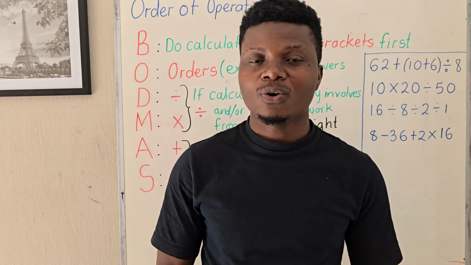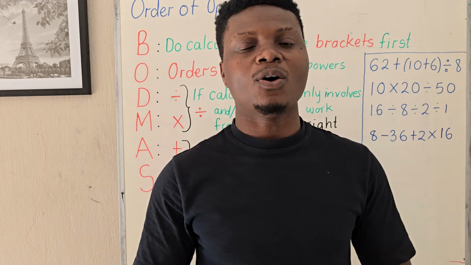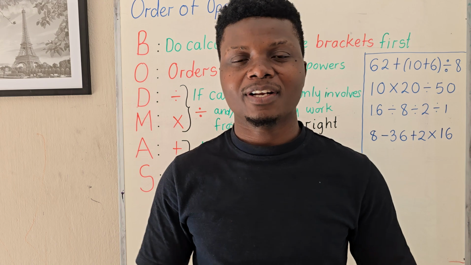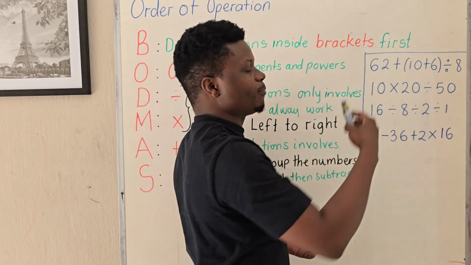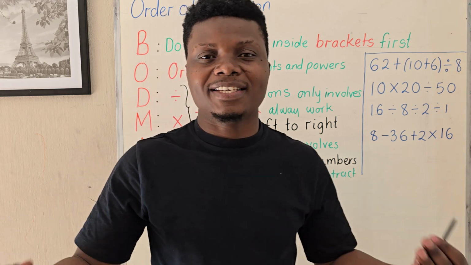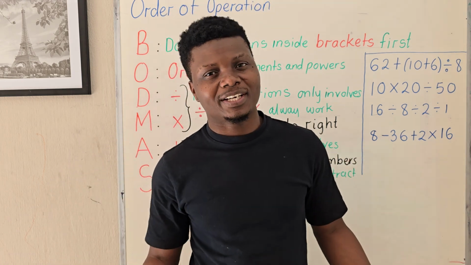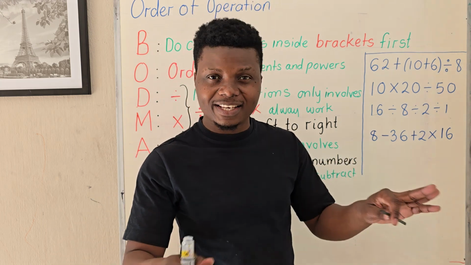In this video, we want to learn about another very important skill, the order of operation. What do I mean by the order of operation? What comes first? Division or the brackets, or what comes first, addition or multiplication? That's what we call order of operation. So in this video we're going to learn how to crack the code of any given sum.